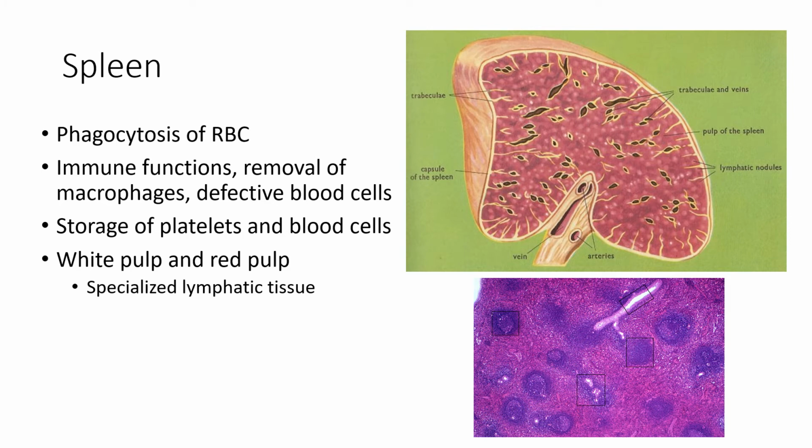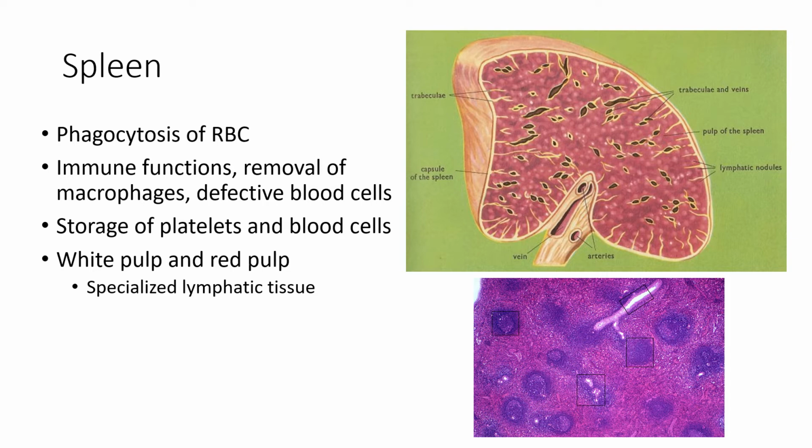Next up, we have the spleen. The spleen is where we are going to have phagocytosis of red blood cells, if you remember from the previous section when we were talking about blood cells and how they are recycled. Purposes of the spleen include immune functions, removal of macrophages and defective blood cells, again going back to recycling red blood cells. We are also going to have the storage of platelets and blood cells, and there is a difference in the various composition of the spleen, and that is between white pulp and red pulp.